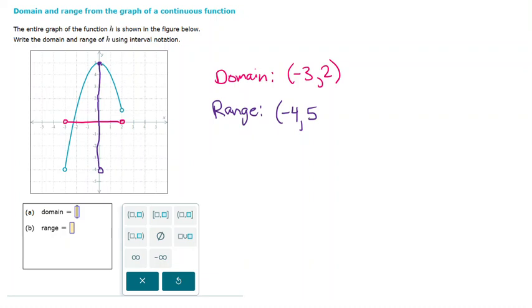There's not a solid circle there on my graph. It just is where the graph is hitting that point in this curve. So I would put a square bracket around that.